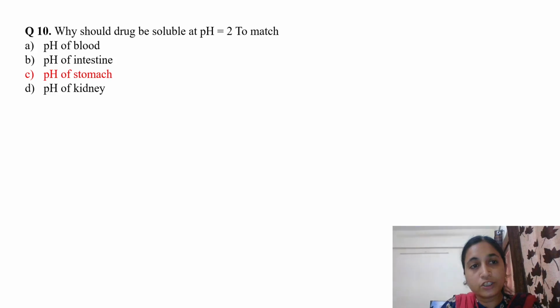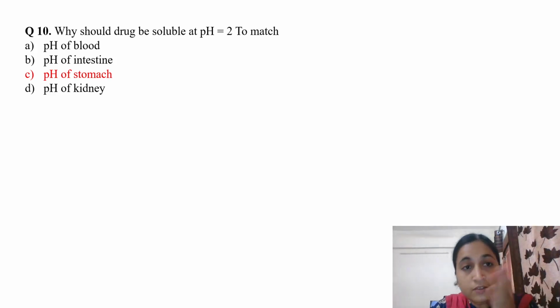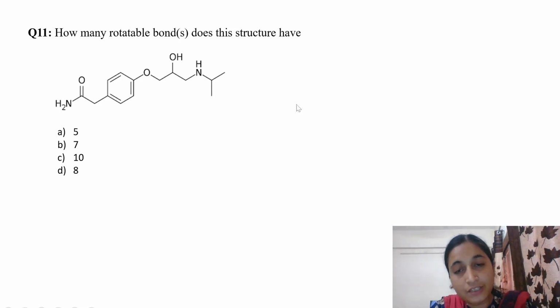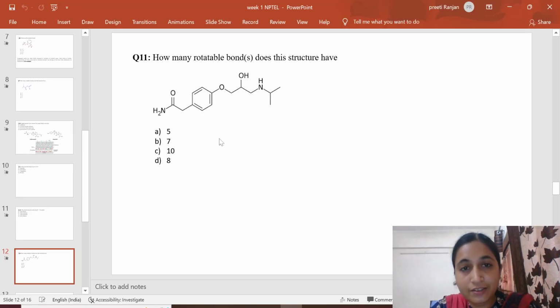Let's do some more questions. These are all, I think, your assignment questions. So how many rotatable bonds do these structures have? Tell me. Sorry, write it in there.